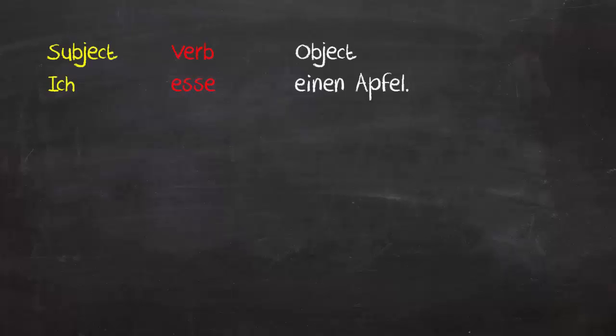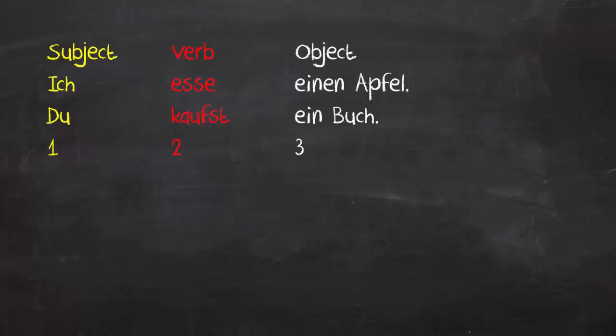Ich esse einen Apfel. I eat an apple. Du kaufst ein Buch. You buy a book. You can see that the subject, yellow, is in position number 1 and the verb, red, is in position number 2. That's the important rule, and I repeat, the verb is always in the second position. That's what I would like you to keep in mind.